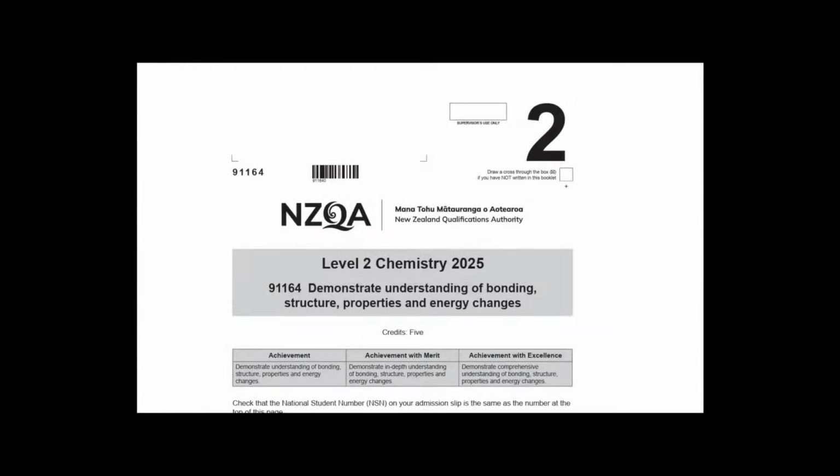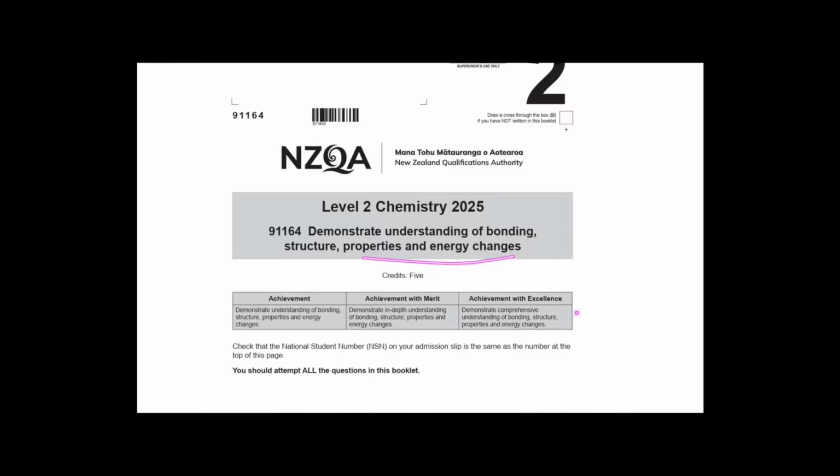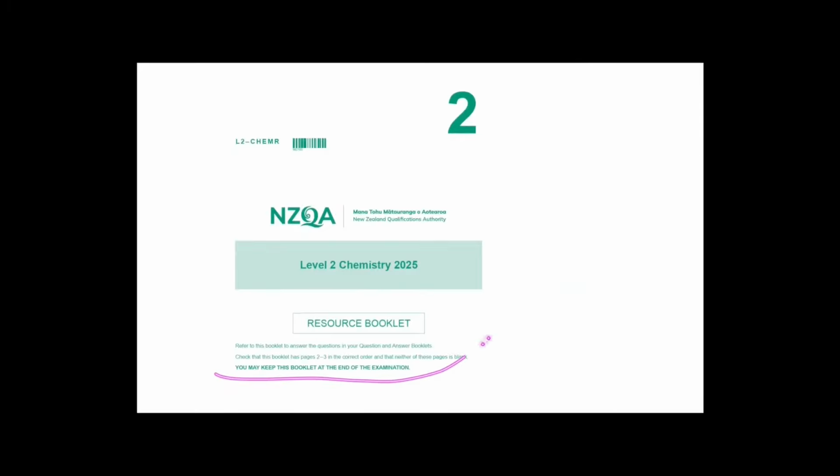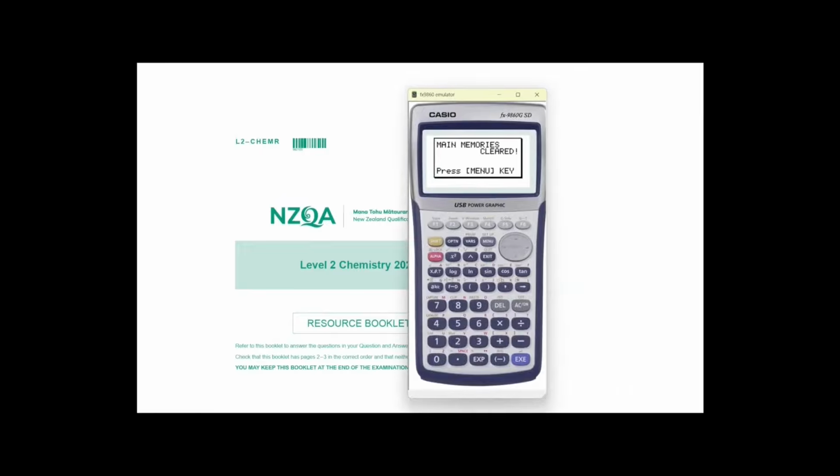This is Level 2 Chemistry, the 2025 exam 91164. Demonstrate understanding of bonding, structure, properties, and energy changes. So I'm going to go through the whole exam. I'm going to use, if I can help it, the resource booklet that's provided, and also use the calculator which is most commonly used by New Zealand students. So with that said, let's do it to it.